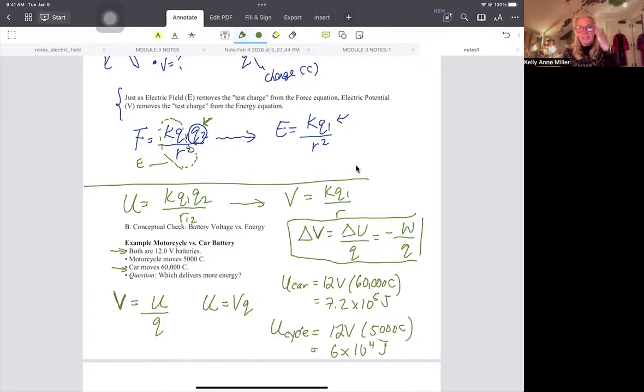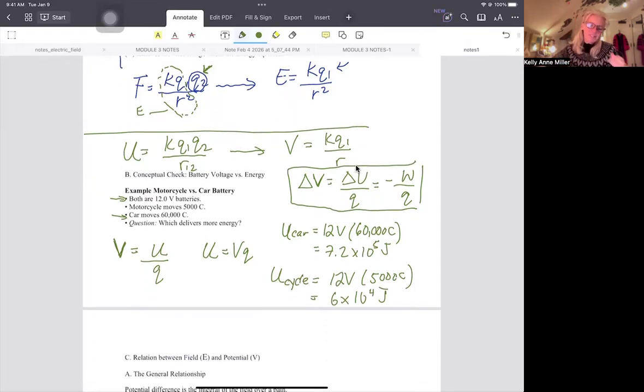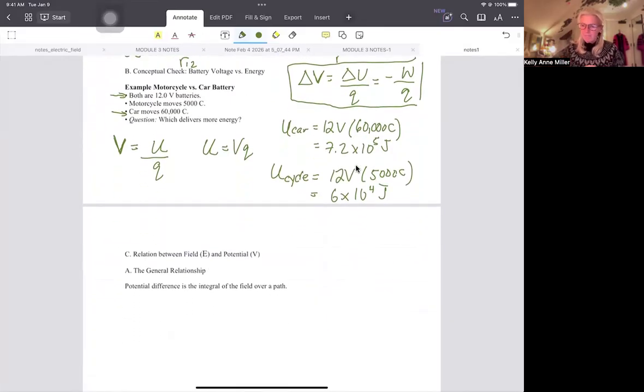Okay, so just keep in mind that voltage is not talking about how strong a battery is. How strong a battery is is actually energy. Okay, but obviously the two things are connected.